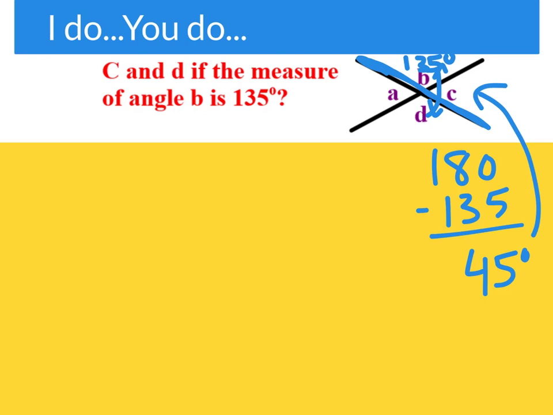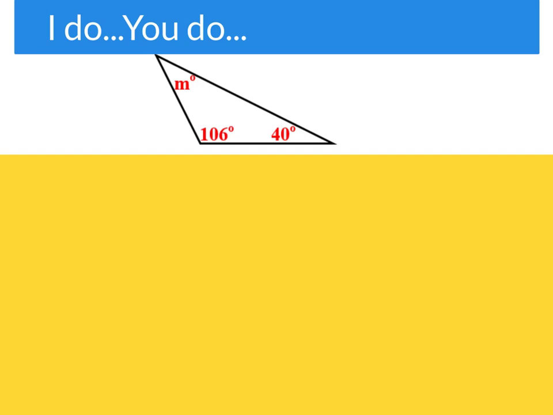So if B is 135, then guess what? D is 135 degrees. And we can go ahead and solve all of them, because if C was 45, guess what A is? 45. So we have a 45 and a 45 and a 135 and a 135. We have them all. Second one, we want to know the measure of angle M.